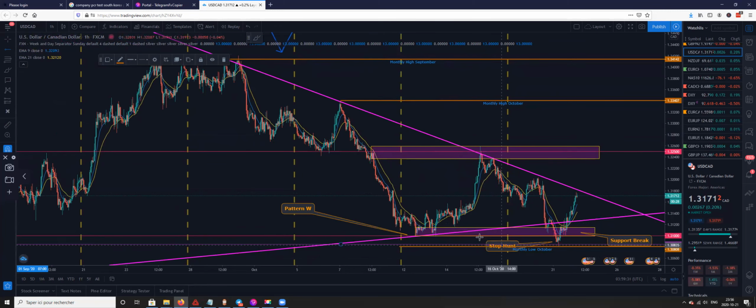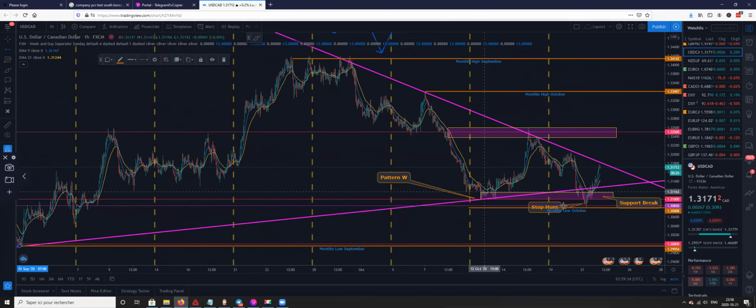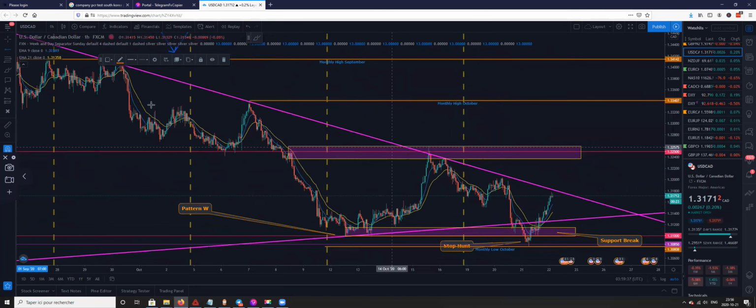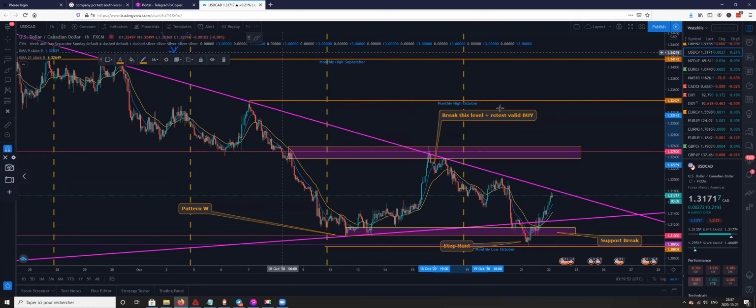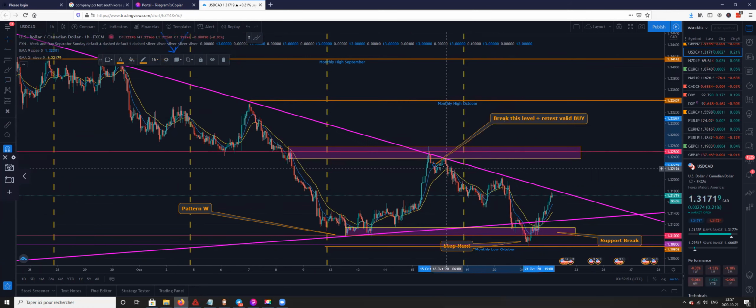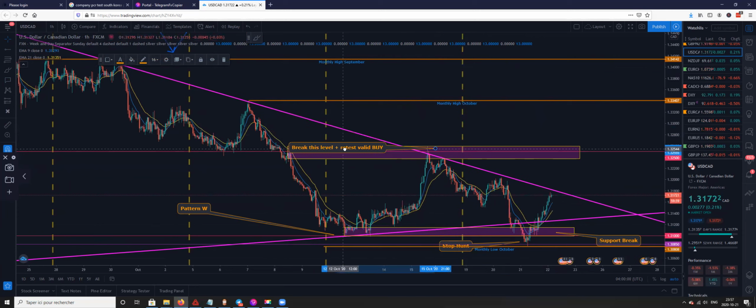So this is how I trade: monthly low, October, stop on support, break, pattern W. You see, when they break this level, with the retest, break this level plus retest, valid buy. I'm buying like crazy. If you sell, you're just crazy because it's a valid buy. After that, it's a valid buy.